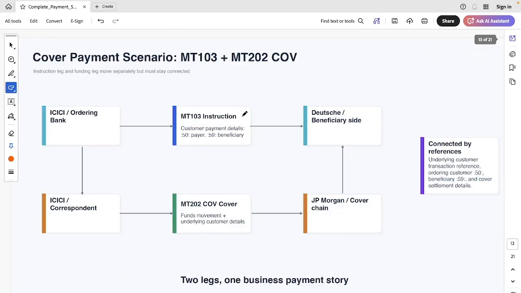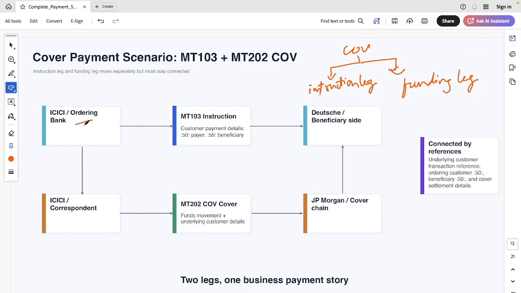Let us now see how MT103 and MT202 COV work together in one cover payment scenario. In a cover payment, there are two legs. One is your instruction leg, and the other one is your funding leg. Let us take the example shown here. ICICI Bank is the ordering bank or the sending bank. It sends an MT103 instruction towards the beneficiary side, for example, the Dowsy Bank.